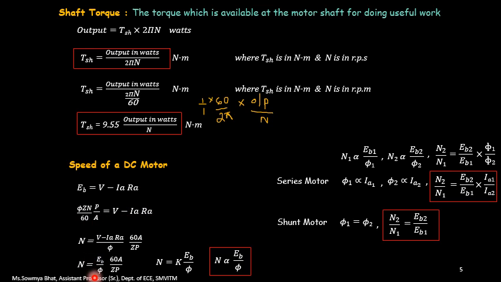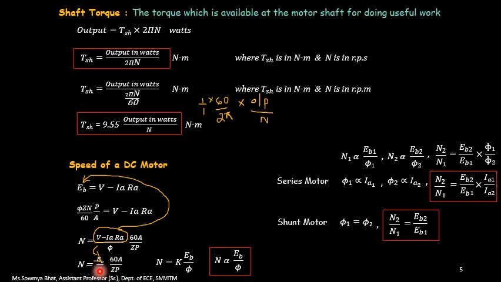So I can write here V minus IA into RA. V minus IA into RA is nothing but EB. If you see in this equation, V minus IA into RA is equal to the value of back EMF EB. That's why it is written as EB over here. So it is EB divided by phi multiplied by 60A divided by ZP.